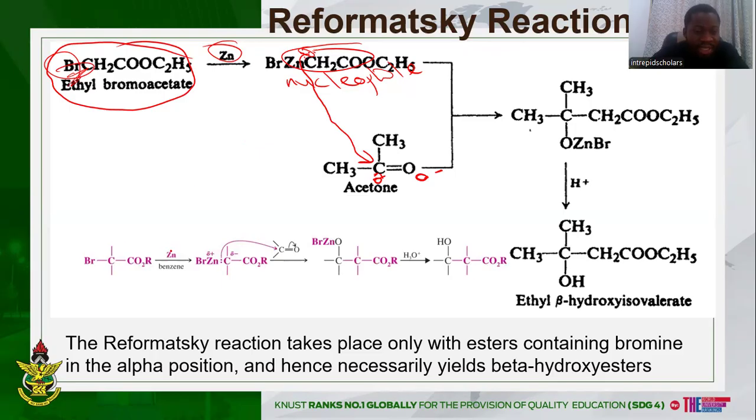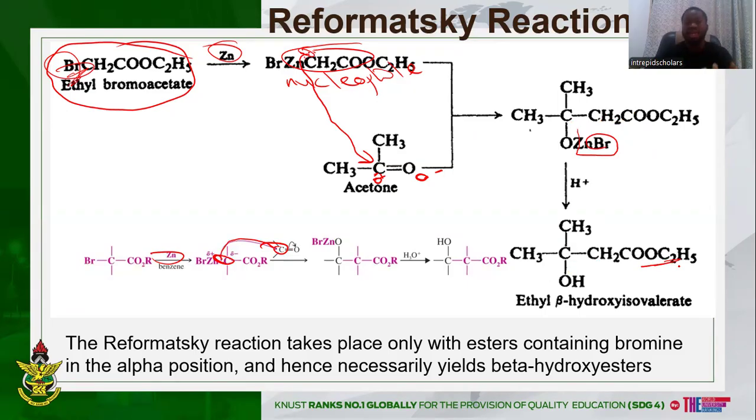So first of all, we have the insertion of the zinc, and then it will make these electrons more available. Once the electrons are more available, they can attack the carbonyl carbon to form this zinc alkoxide intermediate. After getting your zinc alkoxide intermediate, what we have to do is just hydrolyze the ZnBr, and then we'll get our beta hydroxy ester. And this is Reformatsky.